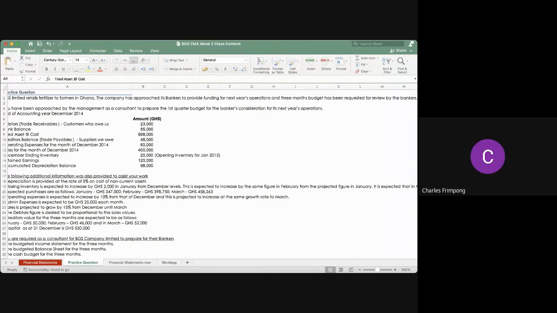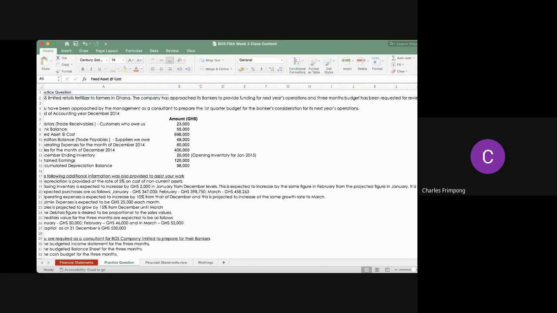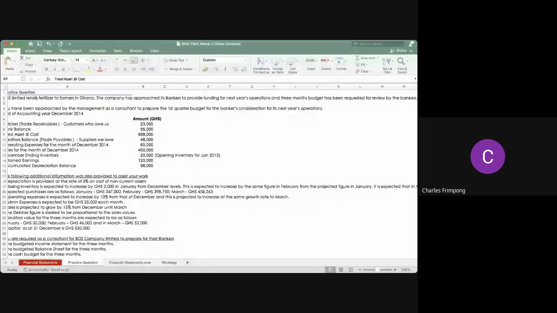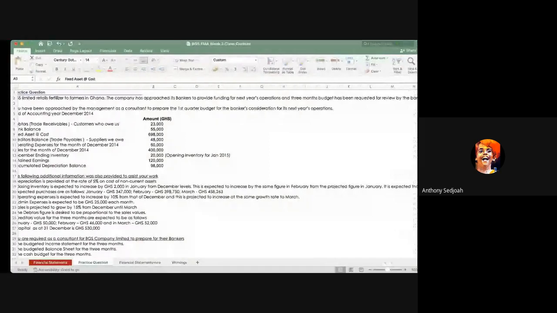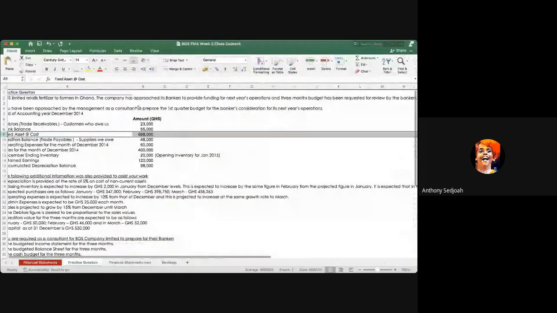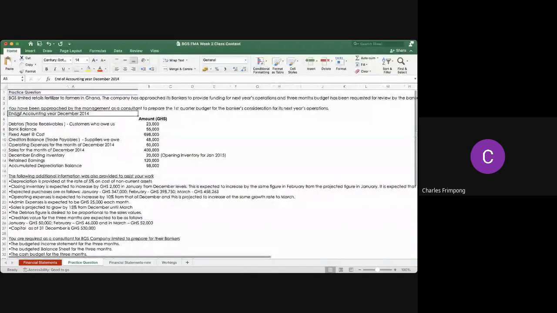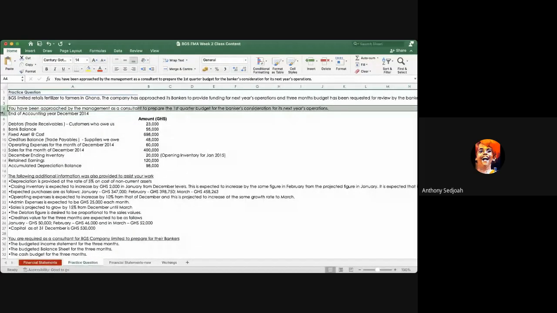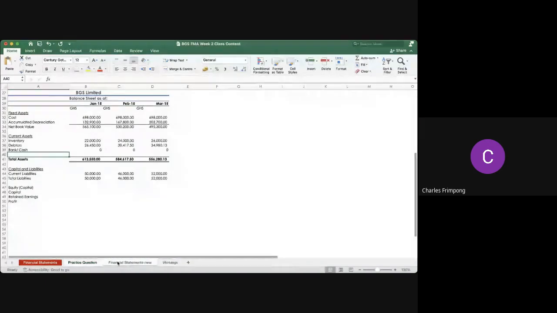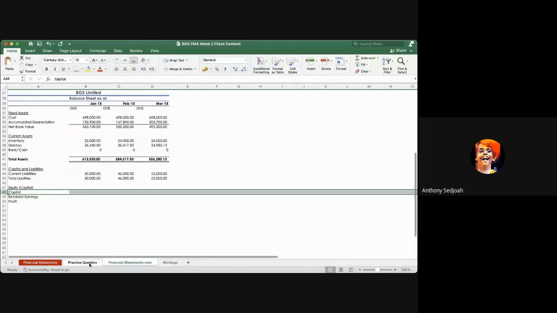The figures in the question, not the footnotes, are the opening balances. So we'll use the opening balances to compute the capital. It's like the opening capital. You get it? Right now, the issue is that the question hasn't given us what the capital figure is.